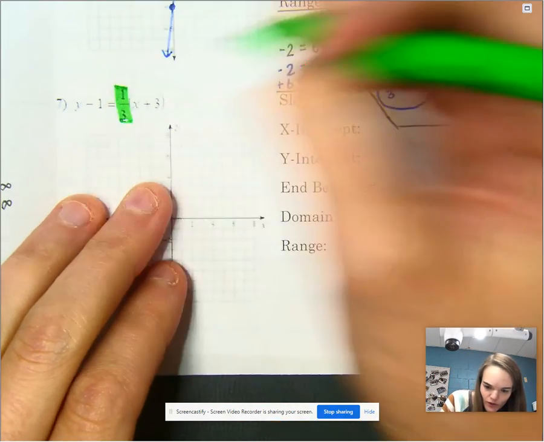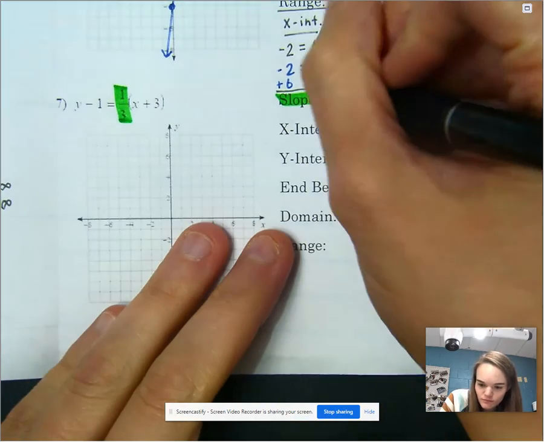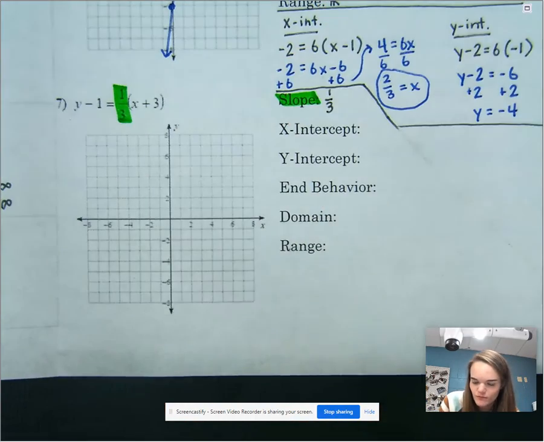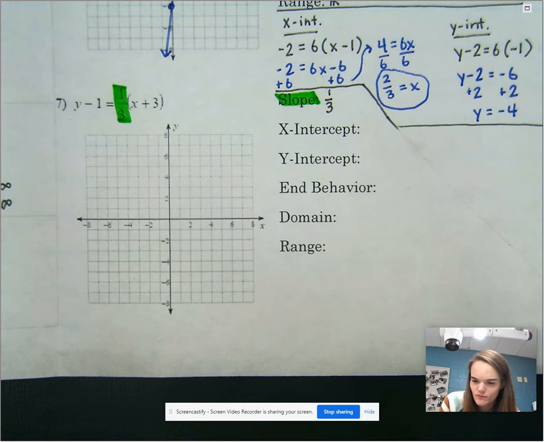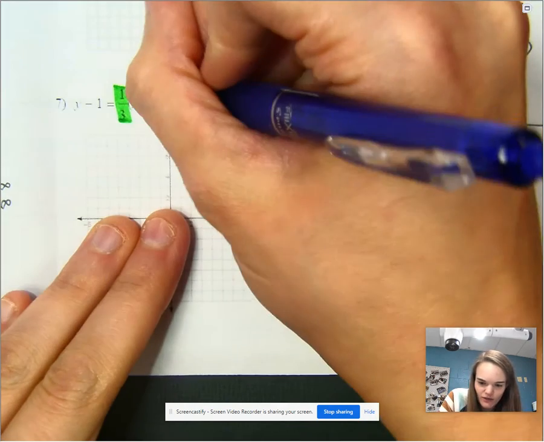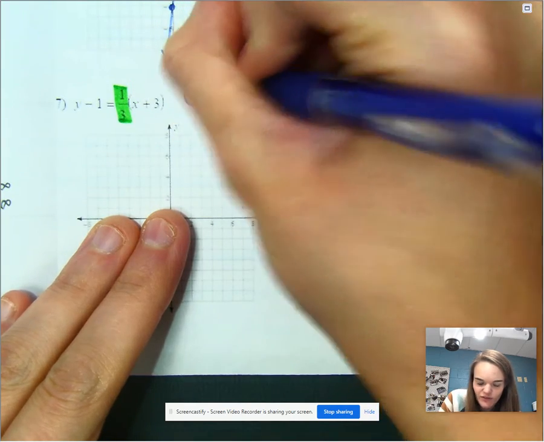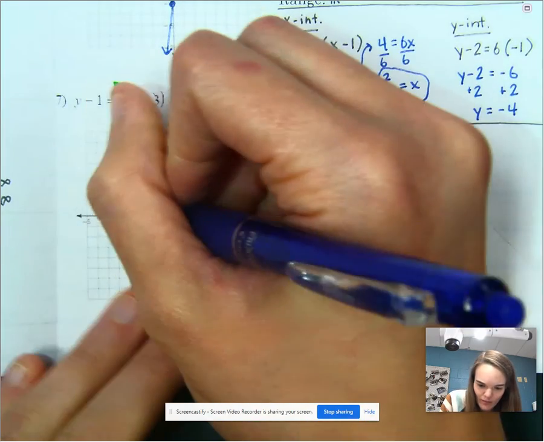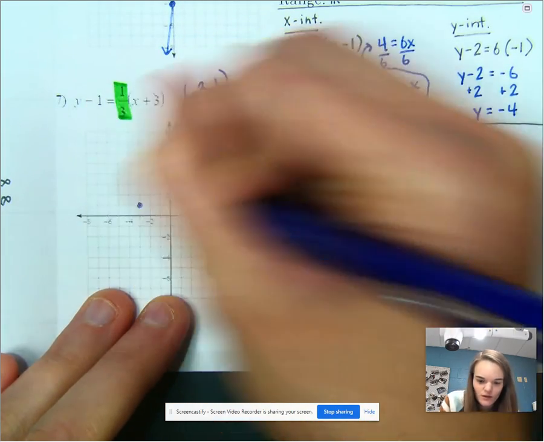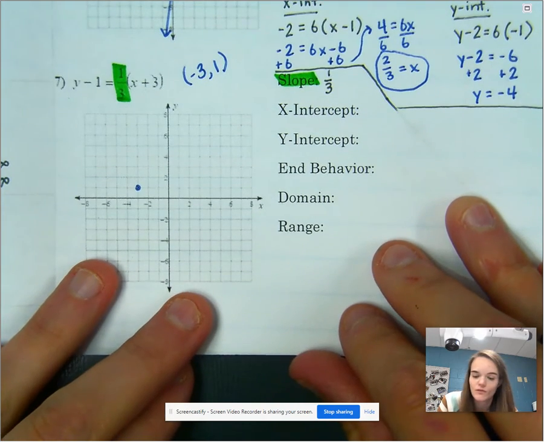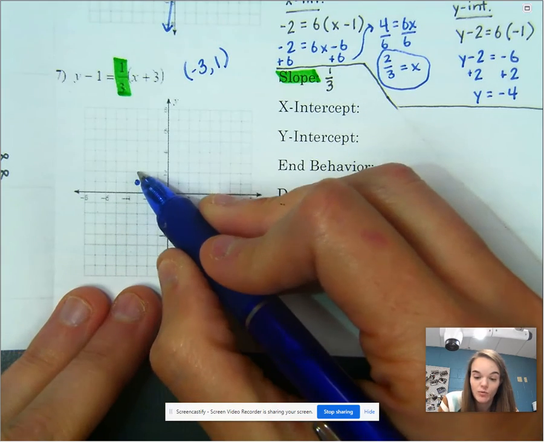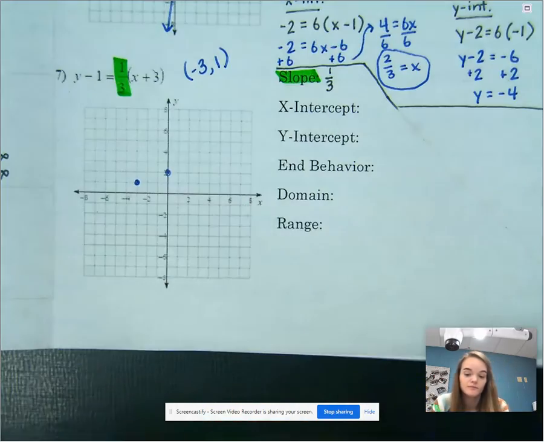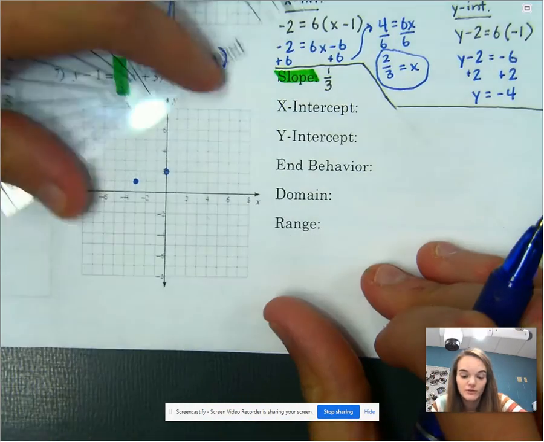Our slope is 1/3. Our special point is -3, 1. It's -3, 1 because we do the opposite and the opposite. I'm going to graph that point, -3, 1. See, I can graph it right now. Put the point, go up 1 over 3, right here. I can do it without finding the x and y intercept.